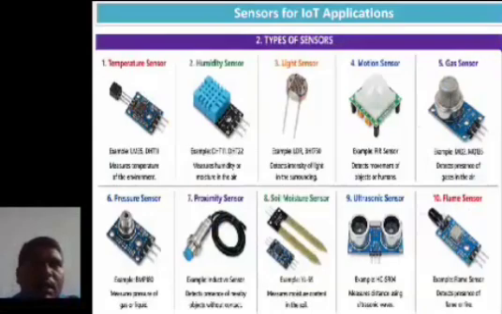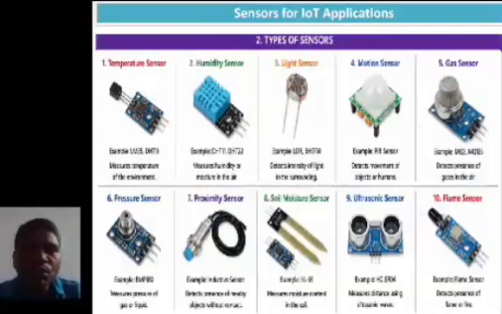The ninth one is the ultrasonic sensor. It measures the distance using sound waves. It is normally used in obstacle detection applications. Then finally the flame sensor. It detects fire or flame. Again, it is used in fire safety systems. So all these sensors collect different types of real world data for IoT systems, again depending upon our application.